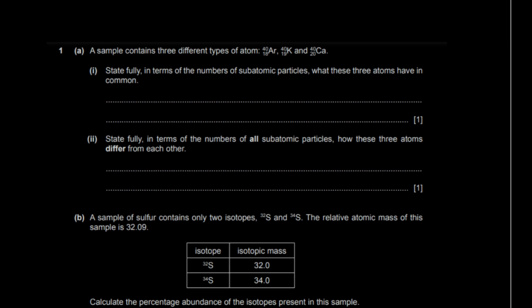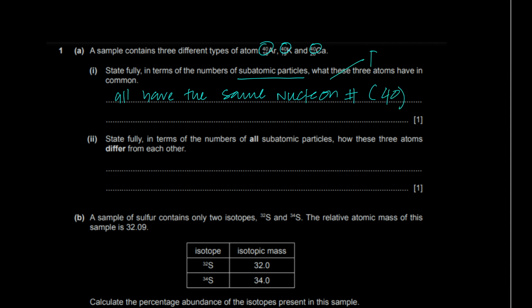Now, a sample contains 3 different types of atom: argon, potassium, and calcium. State fully, in terms of numbers of subatomic particles, what these 3 atoms have in common. If you look, this has nucleon number 40, this has 40, this has 40. So all have the same nucleon number, which is 40. Nucleon means the total number of protons plus neutrons.